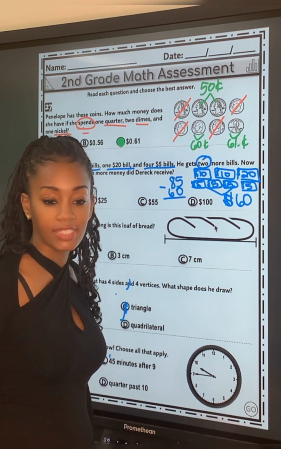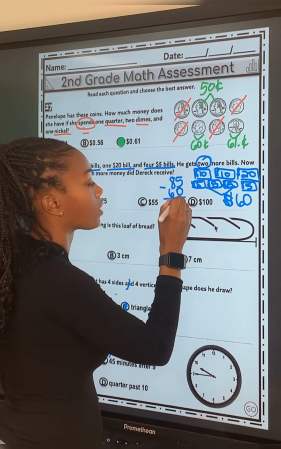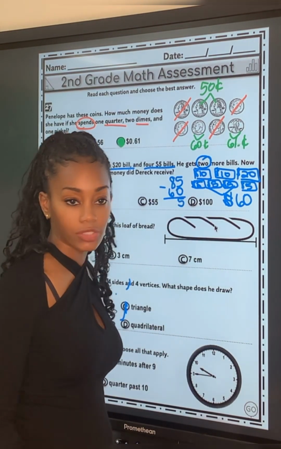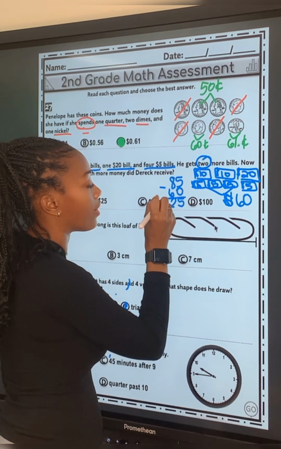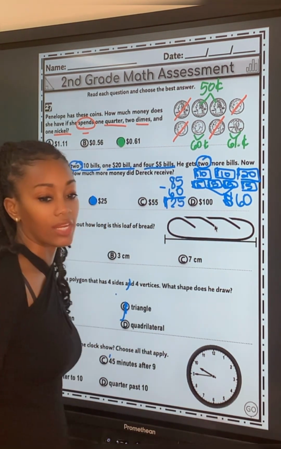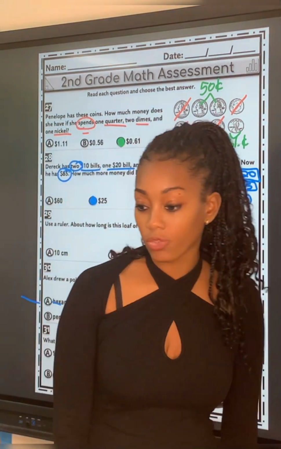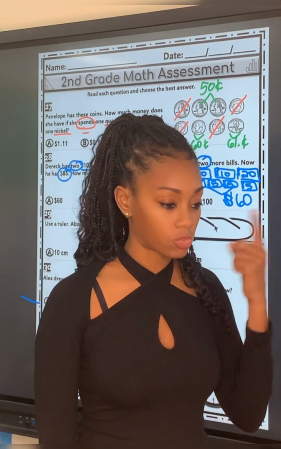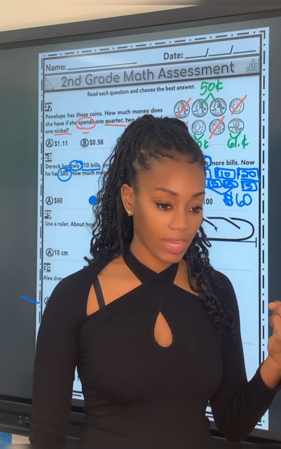What's 5 minus 0? 5. What's 8 minus 6? 2. And there's our answer, 25. There's the difference. So what did he receive? He received $25. He received a $20 bill and a $5 bill.